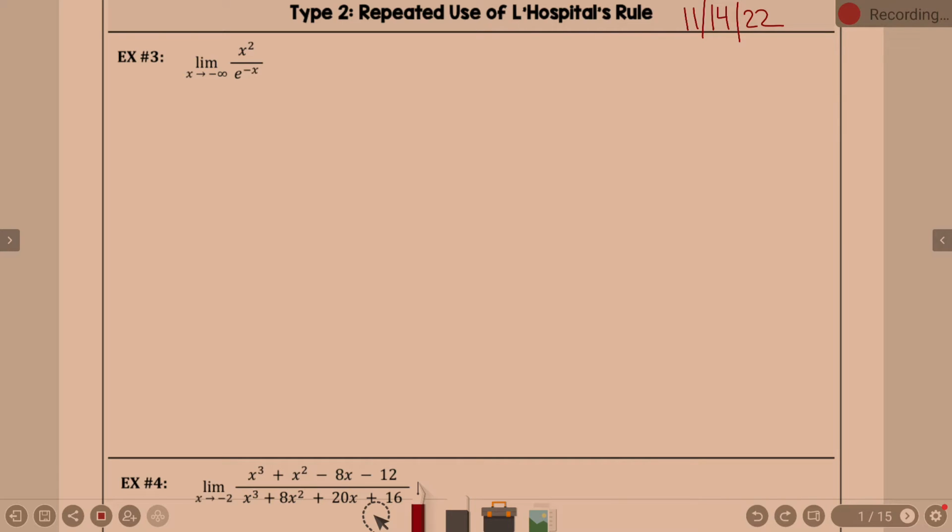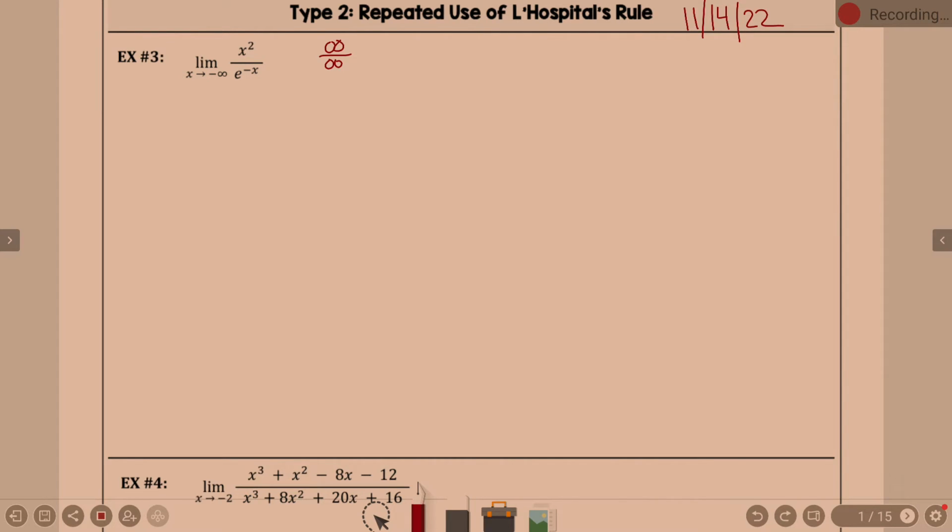So I would start with a kind of mental plugging in. If I have negative infinity and then I square it on top, that's going to be positive infinity, right? On the bottom, e to the negative of negative infinity, well, that's essentially e to the positive infinity. And so at this point, we're looking at positive infinity over positive infinity, right? And that was one of our indeterminate forms. So I'm going to start off.